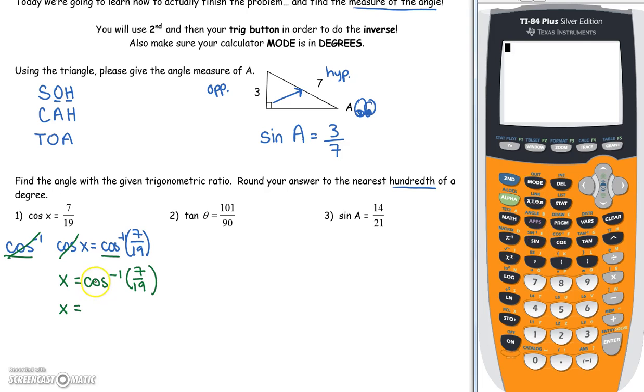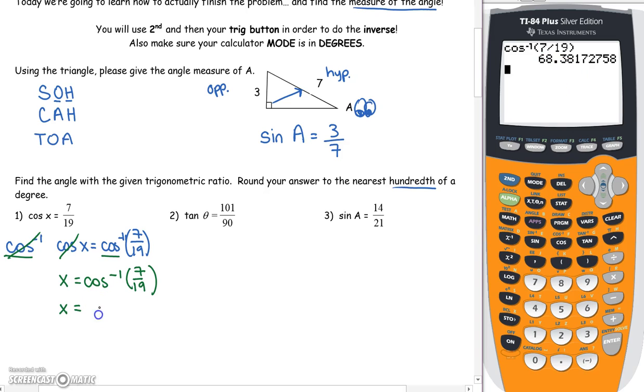And what we're going to do is type cosine inverse 7 over 19. Now, cosine inverse is right above cosine, so in order to get that blue button, we're going to have to press second cosine. Here's the cosine inverse. Do 7 divided by 19 and close that parenthesis and get our degrees. Since we're rounding to the nearest hundredth, we're going to put 68.38 degrees. And that's our final answer for that problem.